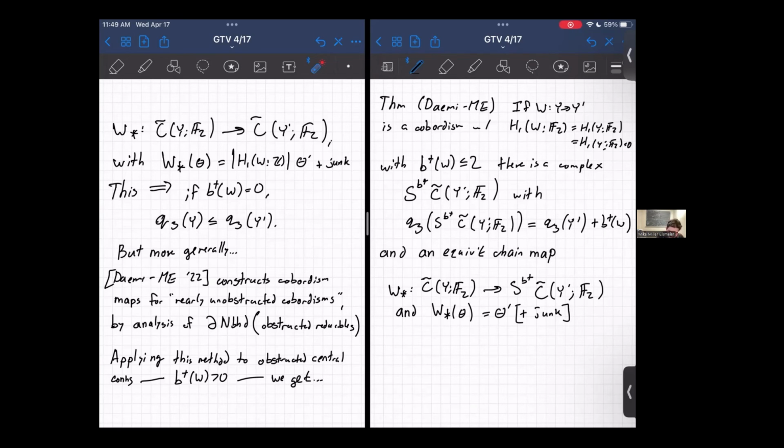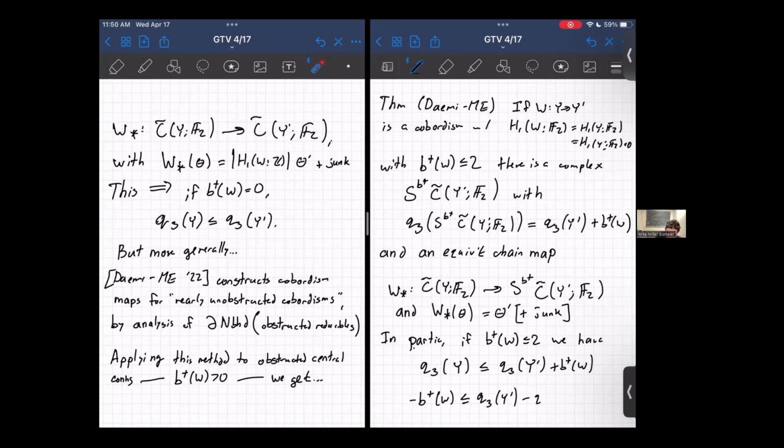And as a result, for cobordisms with B plus at most 2, Q3 of y is bounded above by Q3 of y prime plus B plus, or rearranging, I get half of the inequality I mentioned at the start, and only when B plus is bounded by 2.